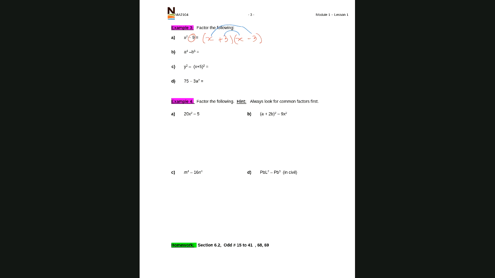Okay, the next one, now there are no numbers, but the letters, notice that the exponents are even numbered. So that means there are two things multiplied together to give a to the 4, which are the same, right? A squared times a squared is a to the 4 when we multiply that out.